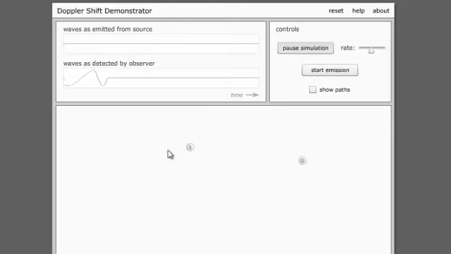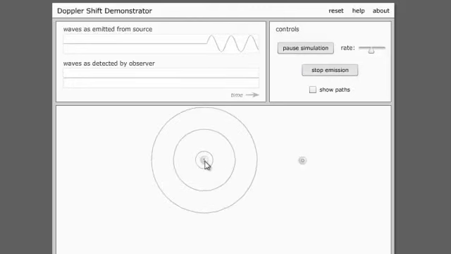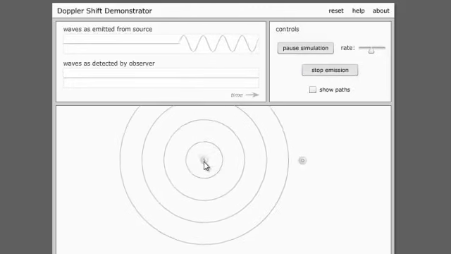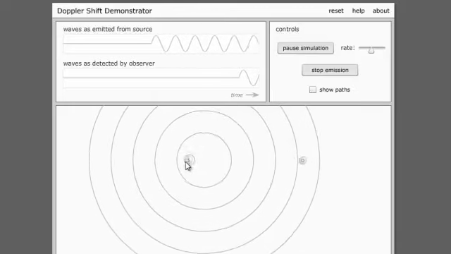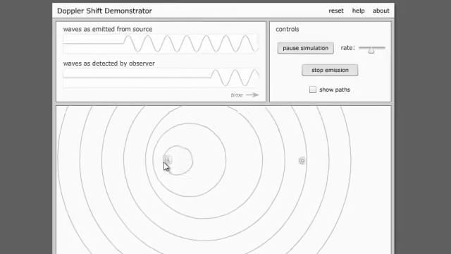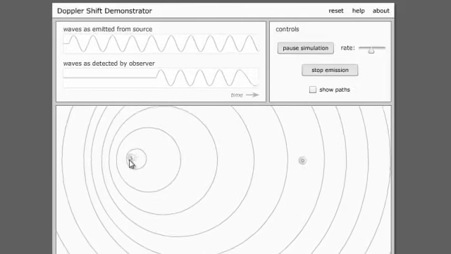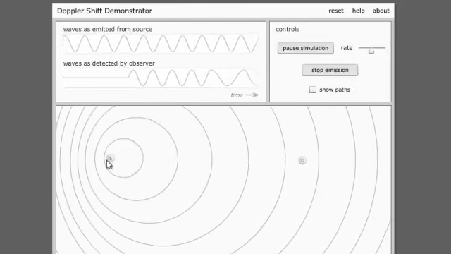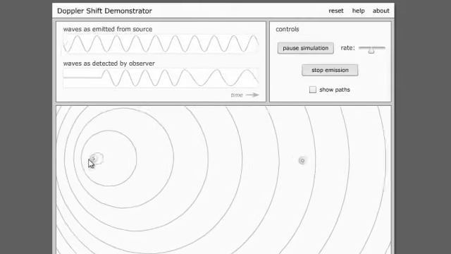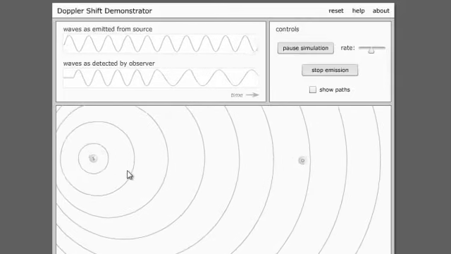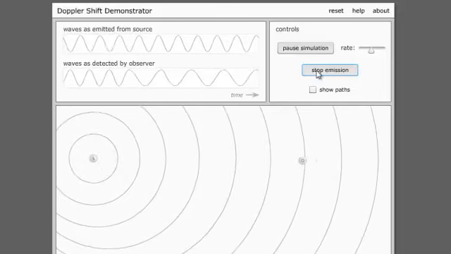Now that happens if the observer is moving, but it also happens if the source is moving, right? So if this object, say it's a distant galaxy, is moving away from us, then we'll see that the wave crests are going to be further and further apart, and the galaxy is going to be red shifted. All right, so that's the Doppler effect. Again, it applies to any wave, but it also applies to light.